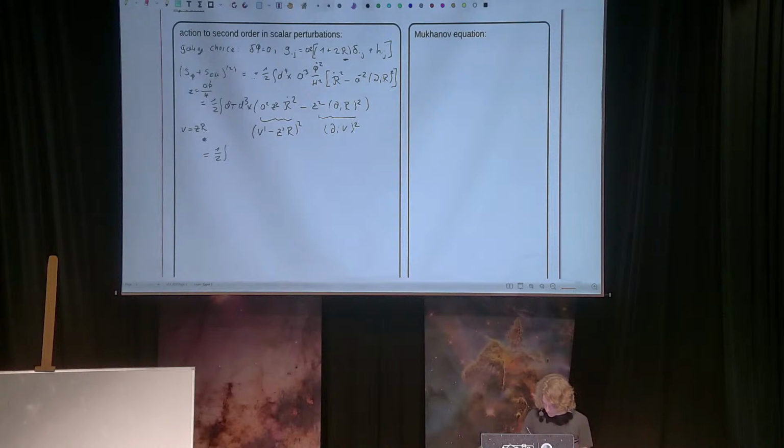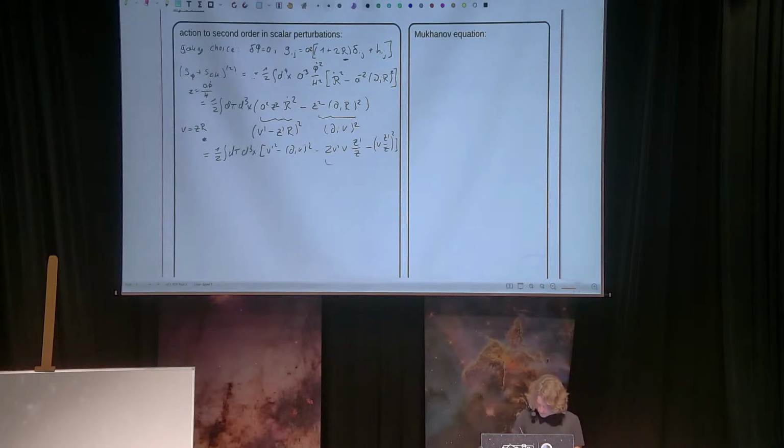Okay, and with that, we can simplify this into d tau d3x v prime squared minus, so this is from up front, this is the last term, and now we have the mixed term and the squared term here. So minus 2 v prime v z prime over z. I'm trying to get rid of all of the R's, right? Because I want to replace all of the R's with v's. Plus v squared (z prime over z) squared.